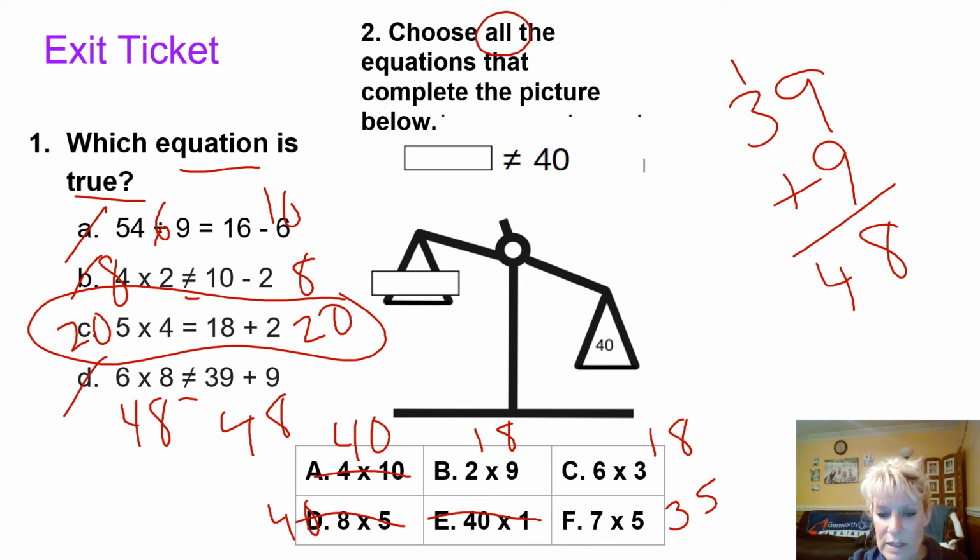So I need anything that is less than 40. So guess what? This is less than 40, this is less than 40, and this is less than 40 because 18 is less than 40 and 35 is less than 40. So you should have gotten all three of those.